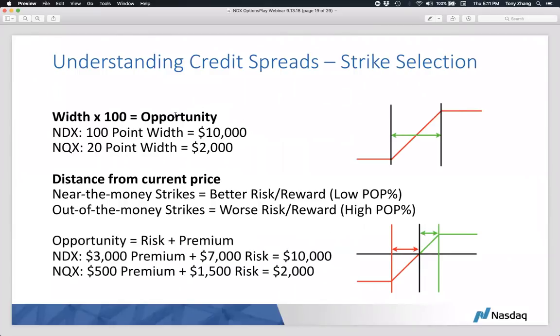It's simply the distance between the width multiplied by 100. That's your total amount of money that you're playing with. And then how much of that opportunity is risk and how much of that opportunity is reward is determined by how far away from the current price you're selecting your strikes.